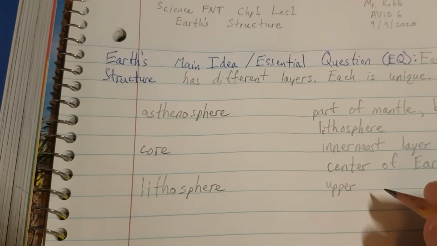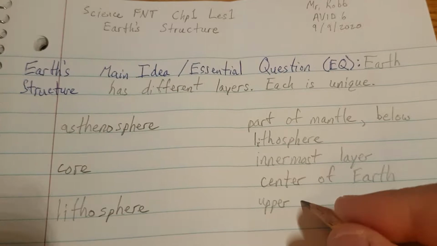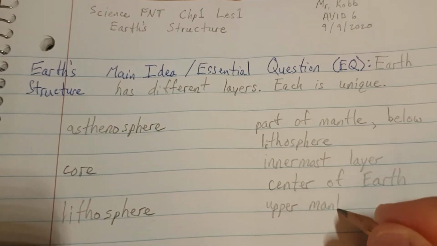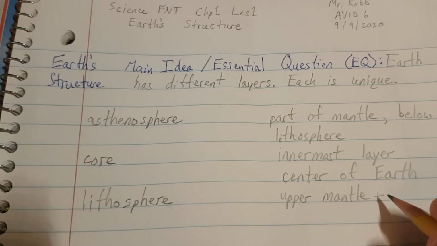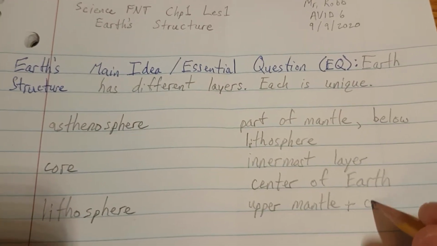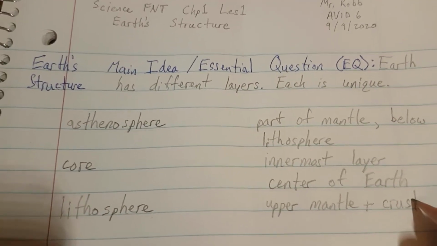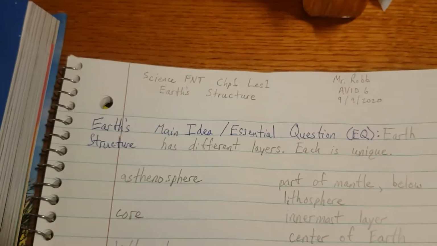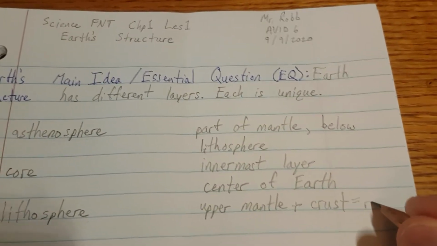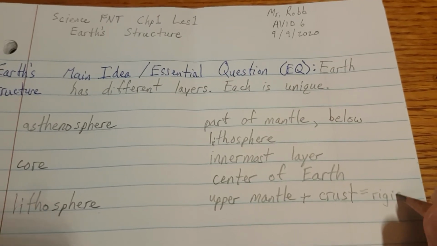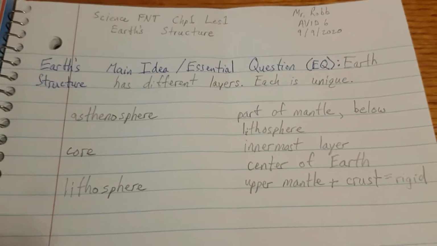U-P-P-E-R, upper mantle, M-A-N-T-L-E, and, so we're going to say plus, the crust, C-R-U-S-T. The lithosphere is a combination of the upper mantle and the crust. And it says that it's rigid, so let's go ahead and write that. Equals rigid. Rigid means hard and not very bendable, right? Okay.